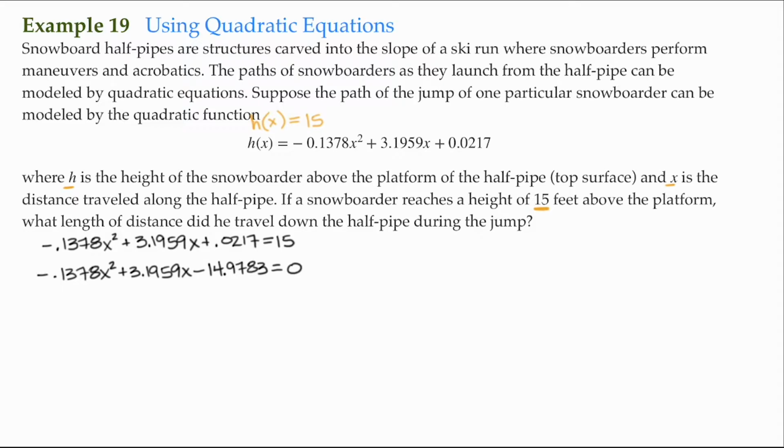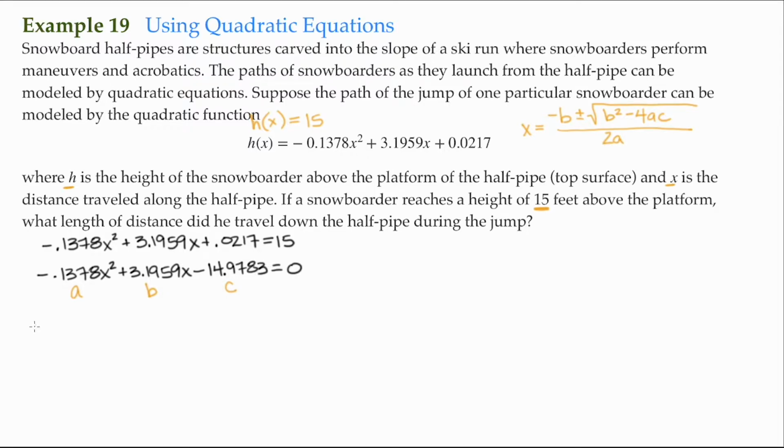And of course, the formula, when our variable is x, that's x is equal to negative b plus or minus, that's our shorthand, the square root of b squared minus 4 times a times c, and the whole thing is over 2a. So we could see right here, this is a, that's negative 0.1378. Here's b, that's 3.1959. And here is c, that's negative 14.9783.